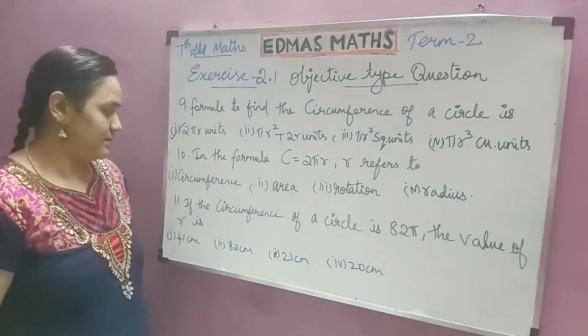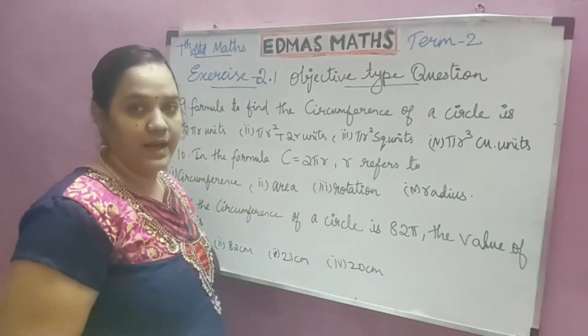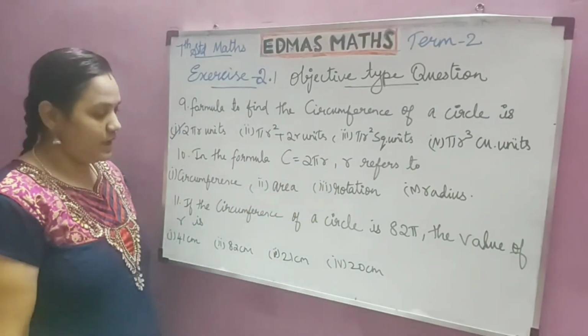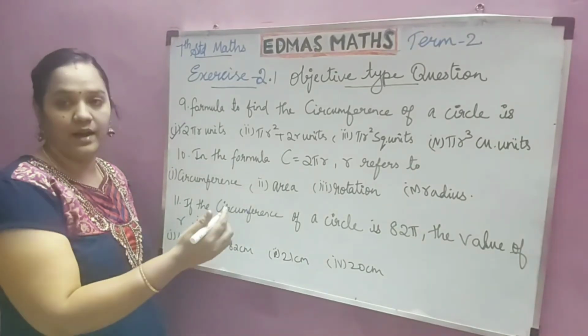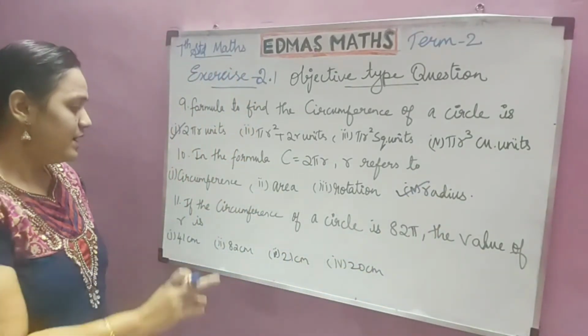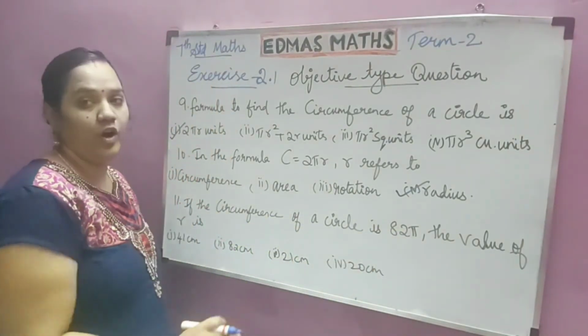Next, in the formula C equal to 2 pi r, what does r refer to? Whether r is circumference, area, rotation or radius. Which one is r? R is radius. Very good.